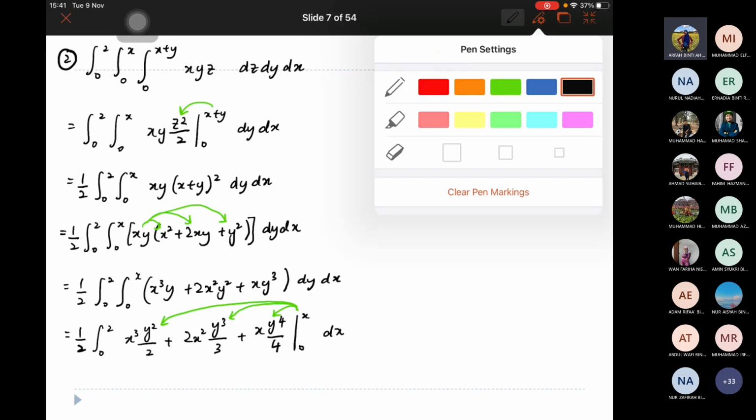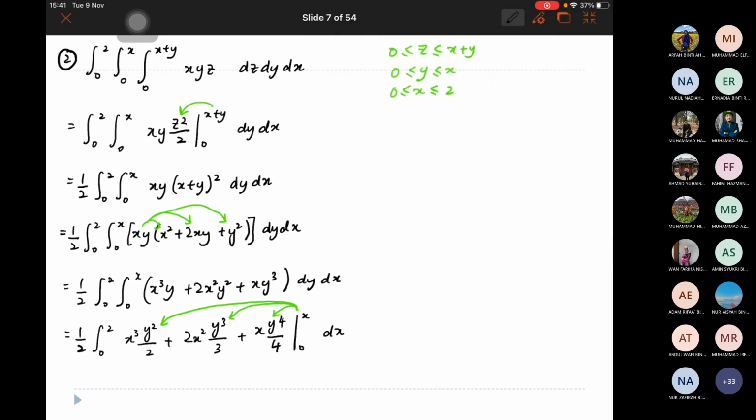So, gantikan dapat sama dengan 1/2 integrate 0 sampai 2, X kuasa 5/2 tambah 2X kuasa 5/3 tambah X kuasa 5/4. Okay. dx. So boleh selesaikan sebab semuanya kuasa 5. Tapi saya malas nak selesaikan, I will just do the integration.